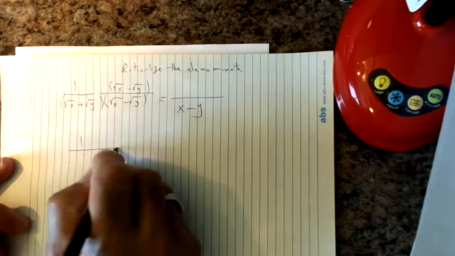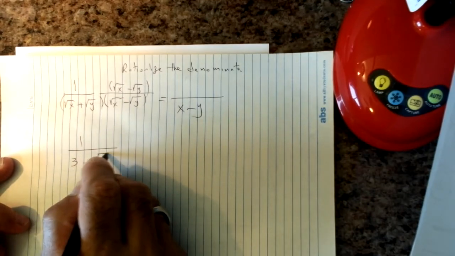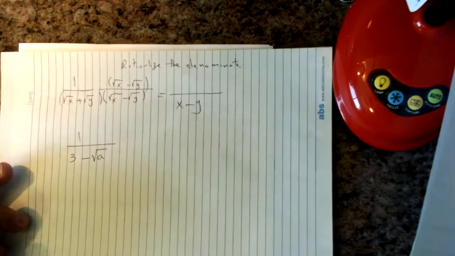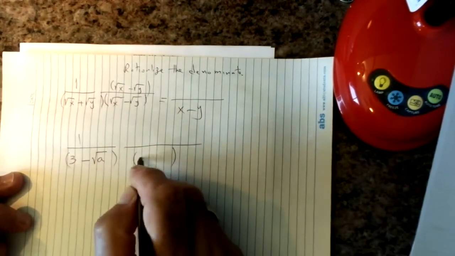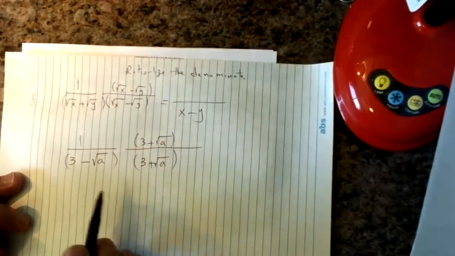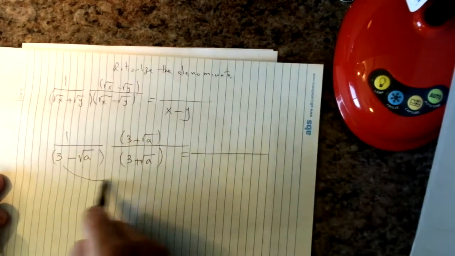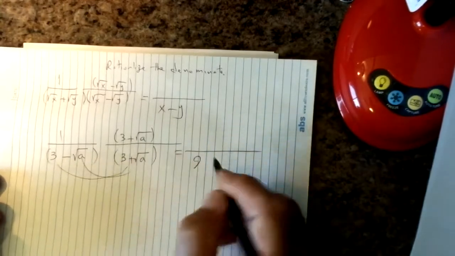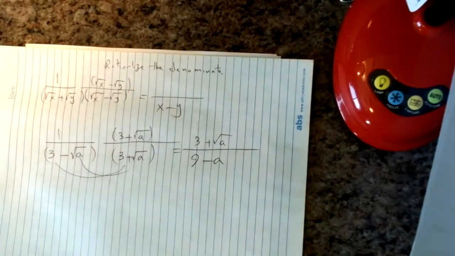Or if you have something like this, I want to remove the radical. What would I do? I multiply both sides by 3 plus radical a, 3 plus radical a. Same thing with the opposite sign. So in that case, you had 9 minus a, see? And the top was 3 plus radical a. That's how we did the rationalization with the fractions. If you have more than one radical, we do the same thing here.